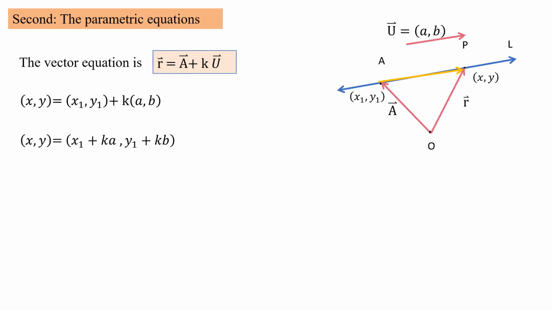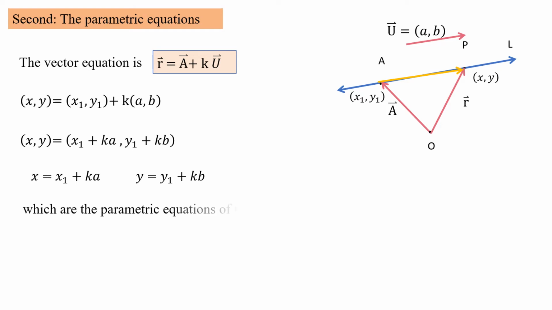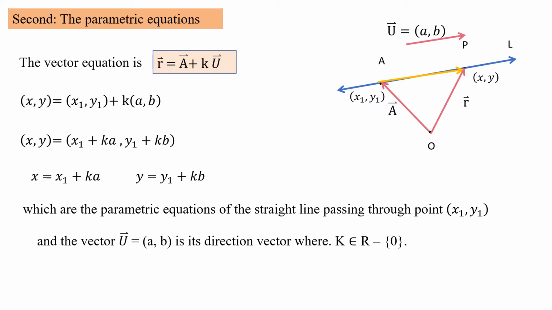So x and y equals x1 plus K multiplied by a and y1 plus K multiply b. So we have x equal x1 plus Ka and y equal y1 plus Kb, and this form represents the parametric equation of the straight line passing through the point x1 and y1. And the vector u, a and b is the direction vector where k belongs to R except set of 0.